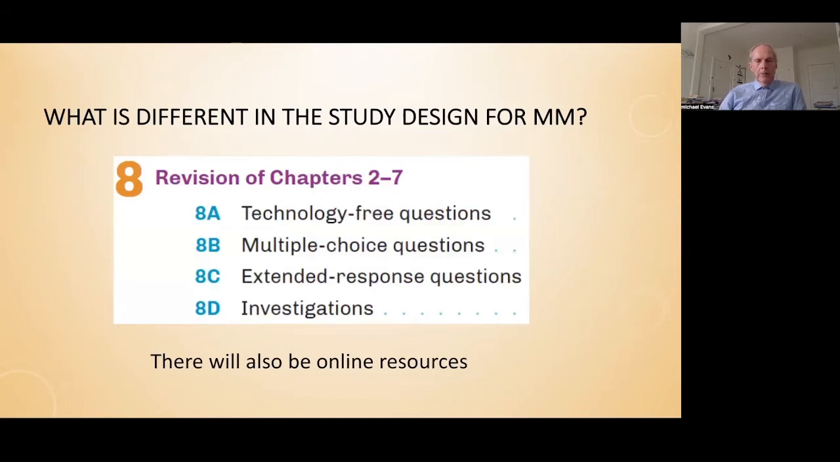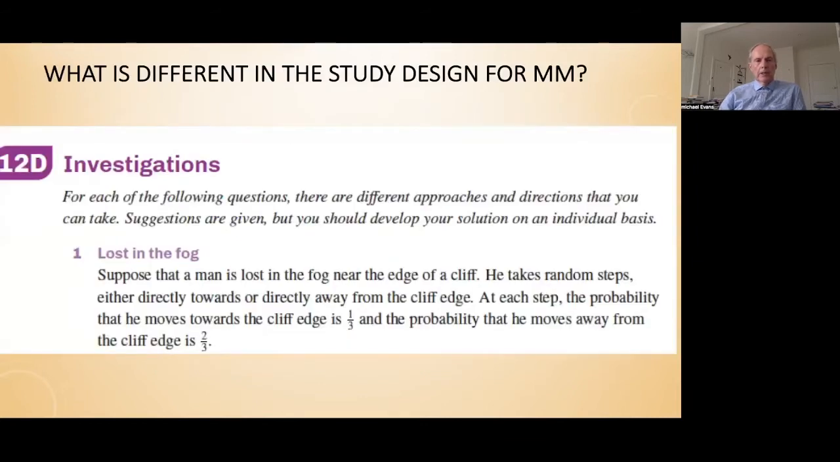How do we help with this? Well, in each revision chapter, there's a section on investigations, and there'll also be online resources. We can see in the next slide that we have things such as this: different approaches and directions that the student can take, but these are suggestions for starts. And here we have the lost in the fog problem, which is a well-known problem about random walks, with a person near a cliff and having a certain probability of going forward or back.